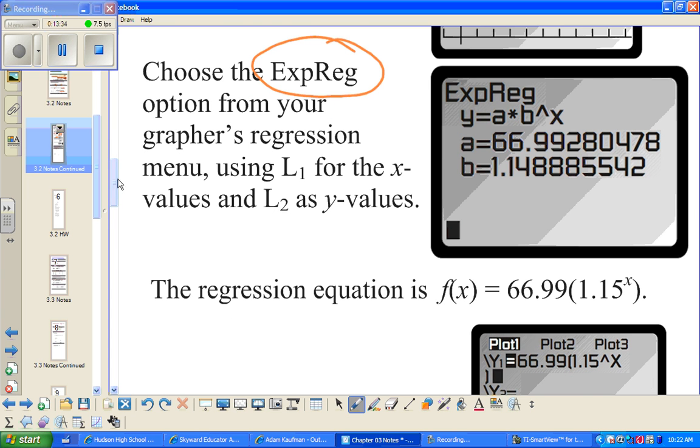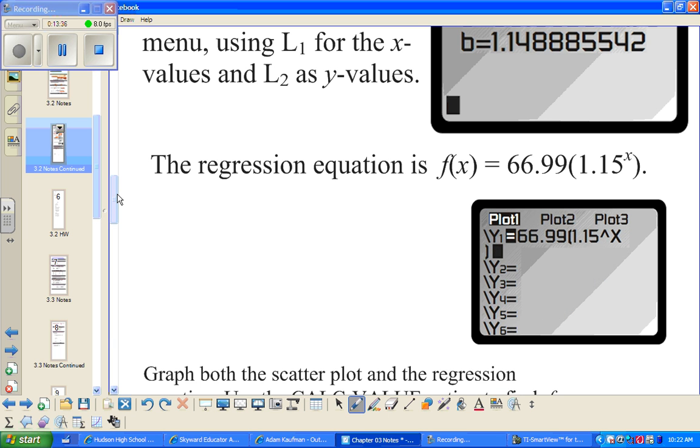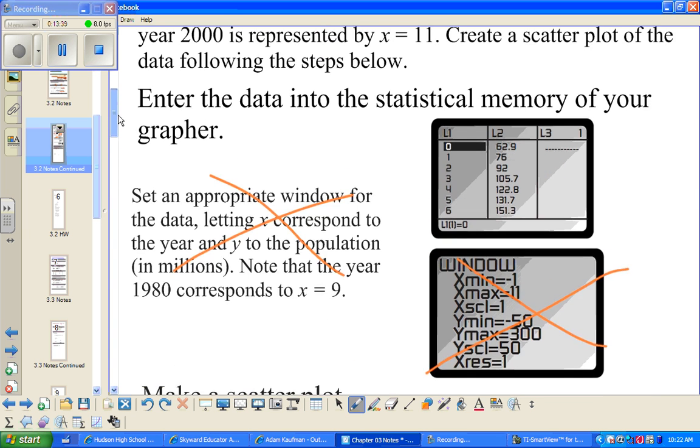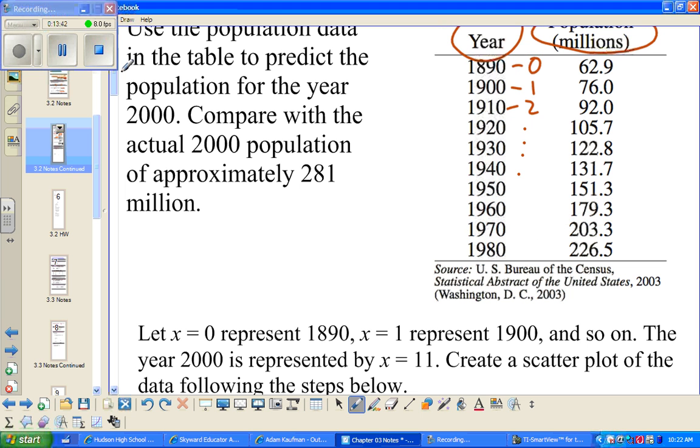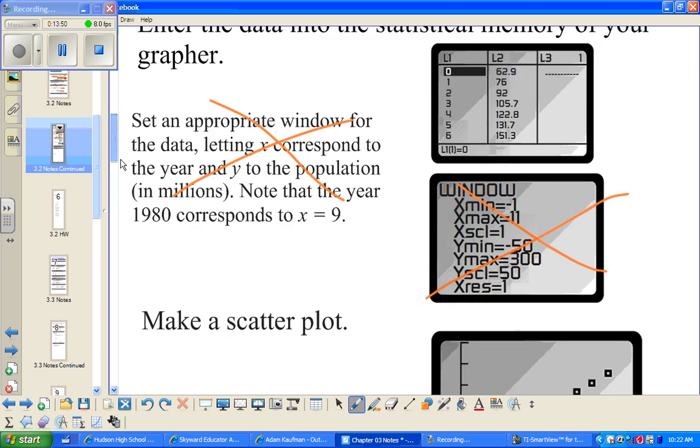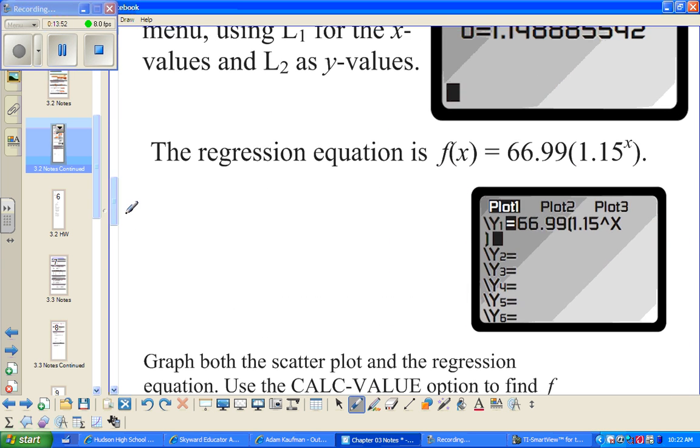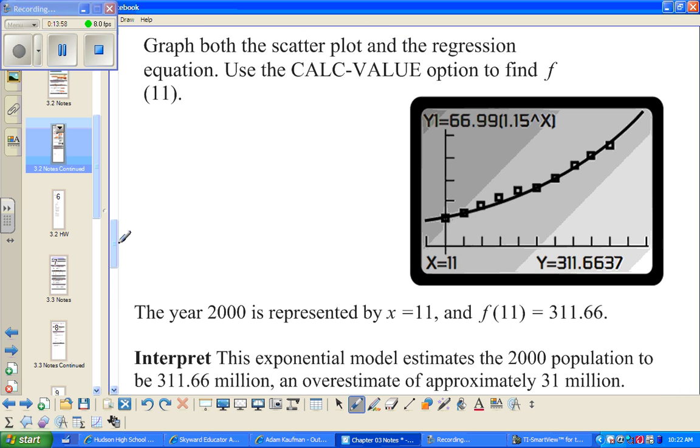remember what the question was. You're trying to find, we better go back up and look: predict the population for the year 2000. So that's when x is 11. You could plug x equals 11 in, or since you already have your graph, you can just use your calc value option, so then you don't have to plug all that information in again. Just use the calc value option and look at the value when x is 11, what the population would be.